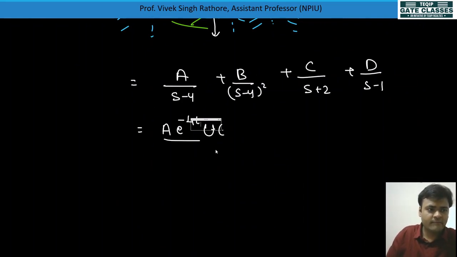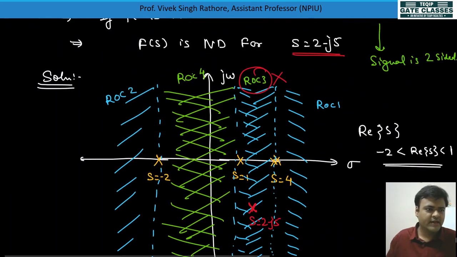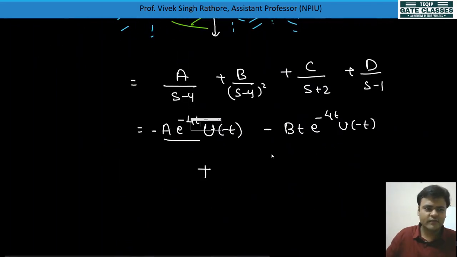U of minus t will be there, and here minus will come, and same with this. So we'll try b of t will be there, minus e to the power minus 4 of t, u of minus t will come. Okay, now see, for c the expression is s plus 2. S plus 2 means s is equal to minus 2. It is right-hand sided, so we can write c e to the power minus 2 of t, u of t.